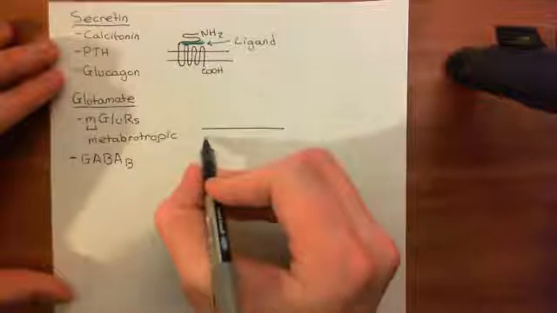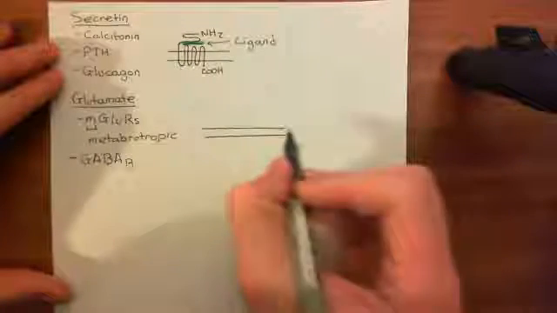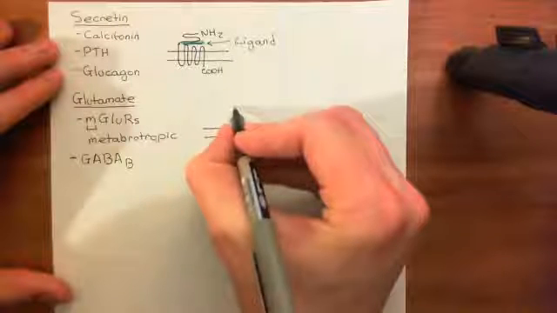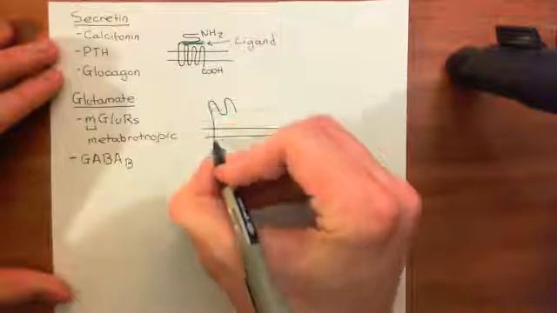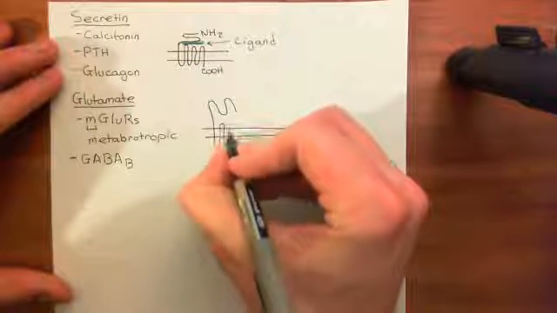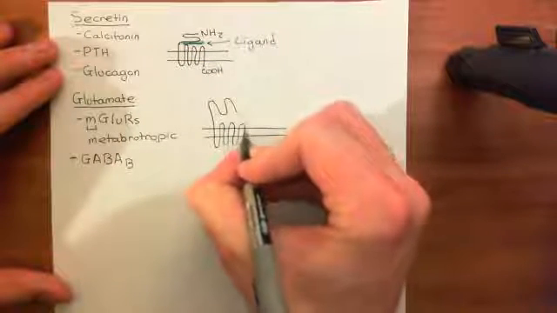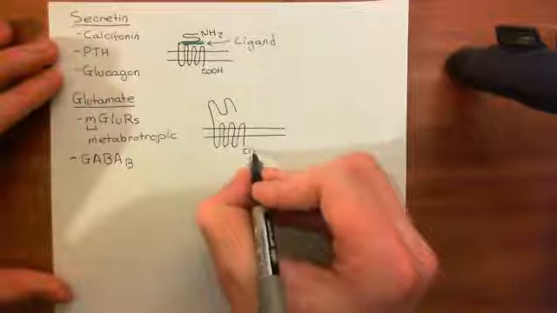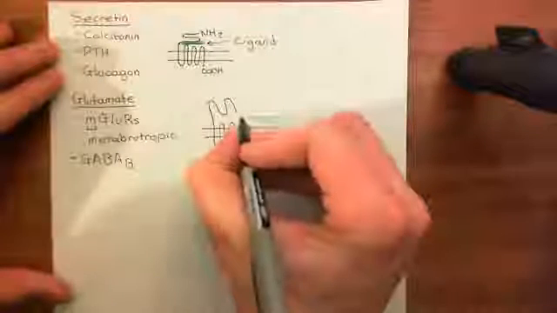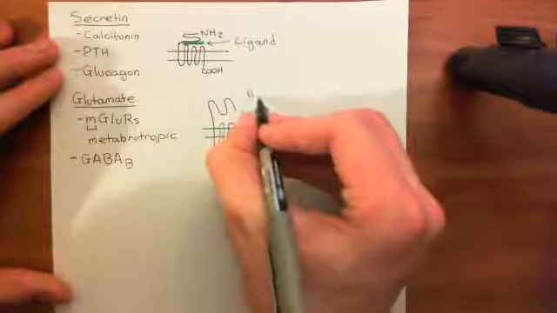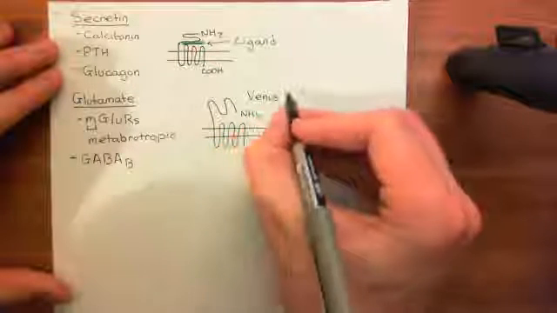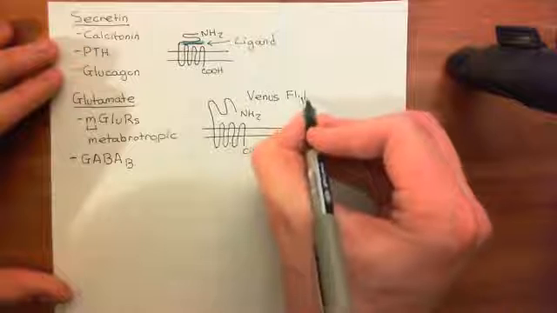Now, what characteristic feature do all the members of this family share? Again, it's the amino terminal domain that's special. The amino terminal domain of glutamate family G protein coupled receptors has a special domain called a Venus flytrap domain. This is what I'm showing here. So this is a Venus flytrap domain.